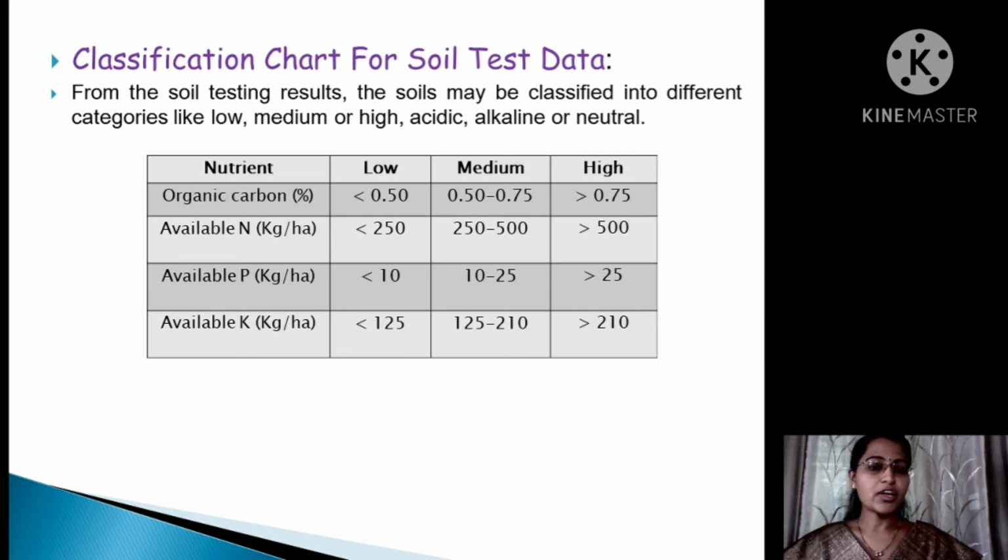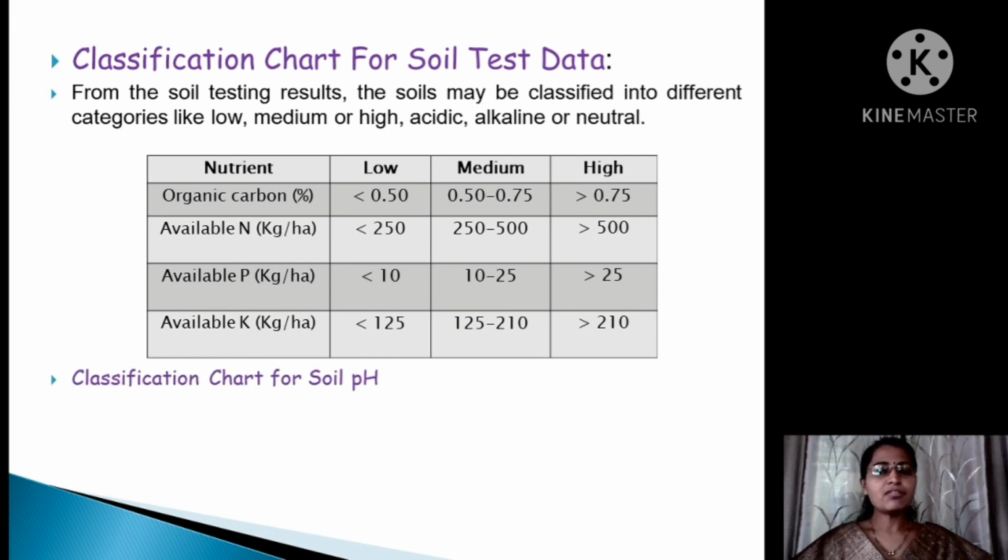For available potassium, if the content is less than 125, then it is categorized as low. If it is between 125 to 210, it is categorized as medium. While if the potassium content is greater than 210, then it is called high type of soil.